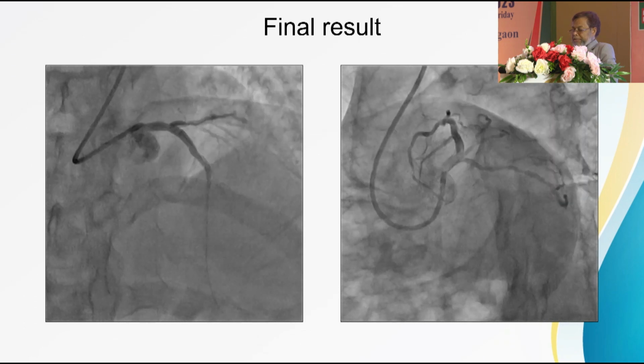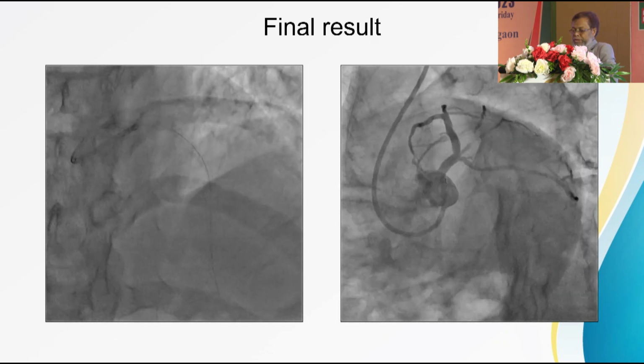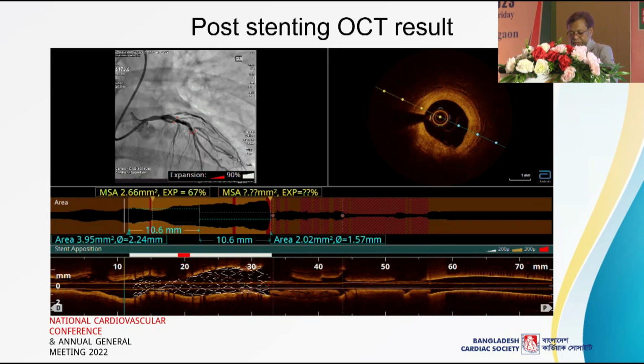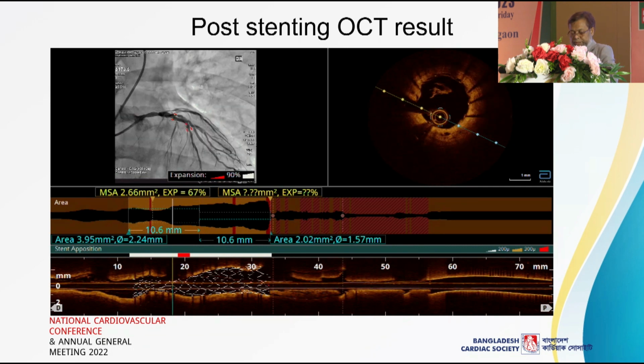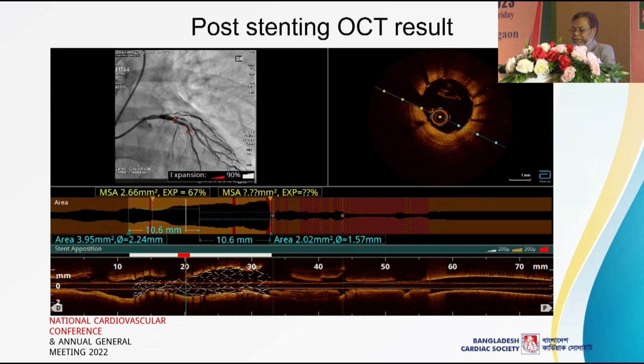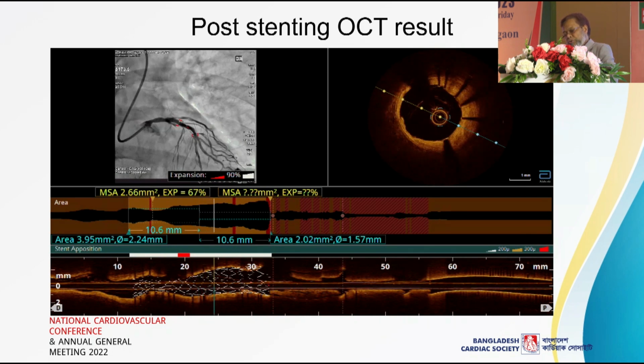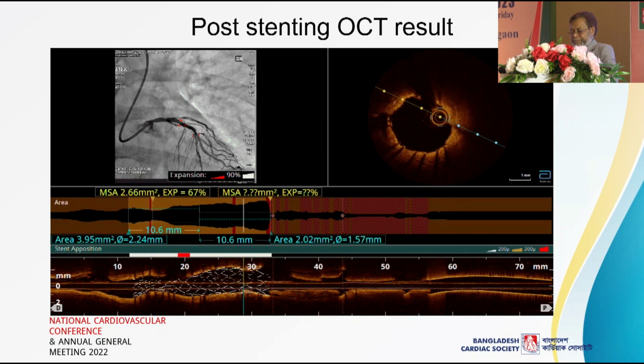All the 3 vessels are all right, ramus as well as left circumflex. And this is the post-stenting OCT result. You see the OCT pullback, the stent is adequately inflated, and there is no malapposition, well inflated.